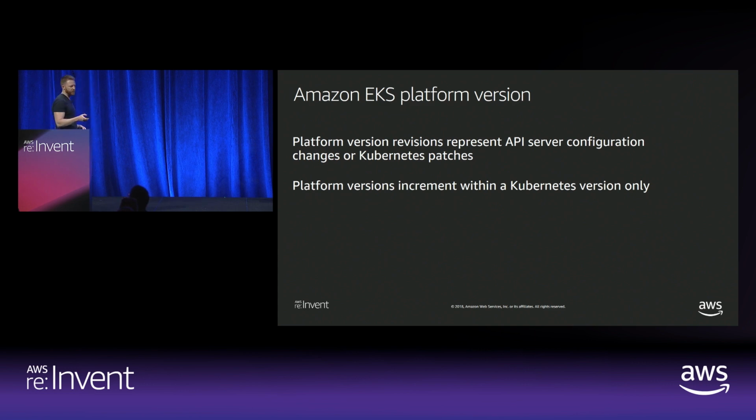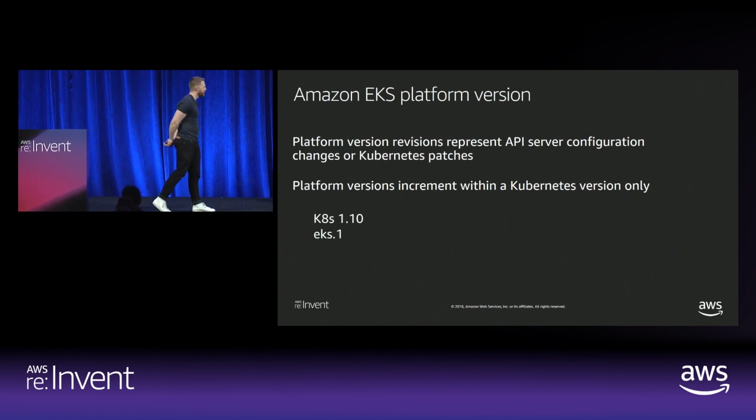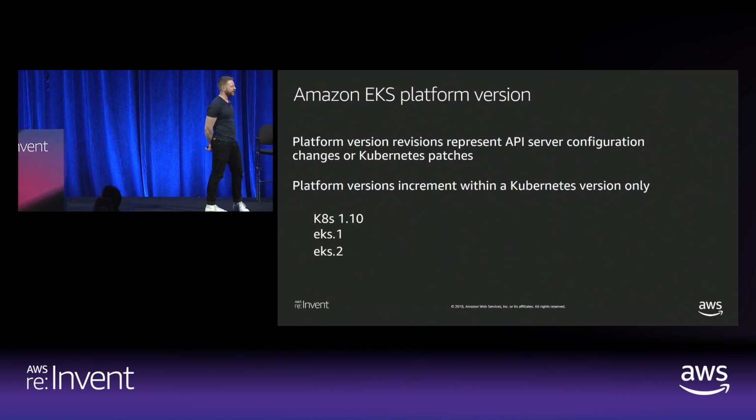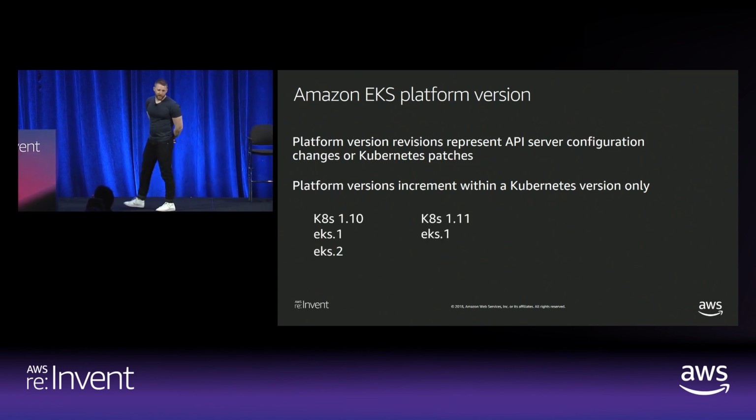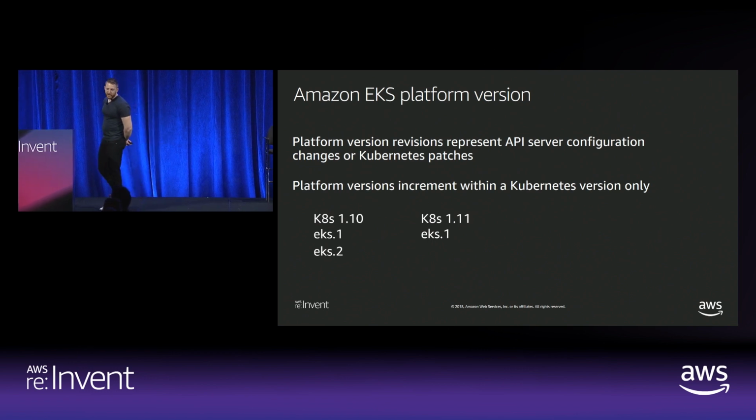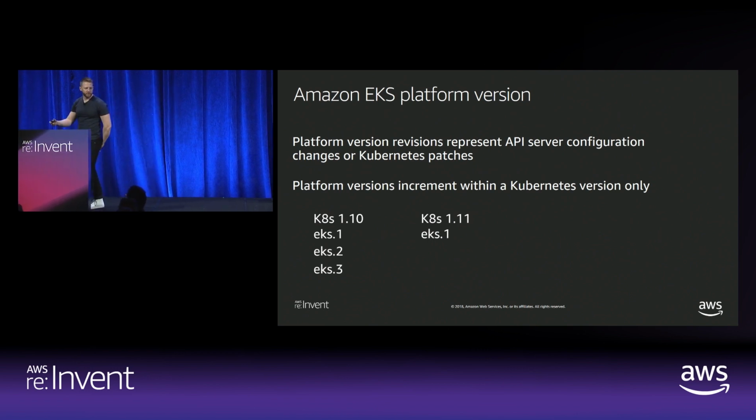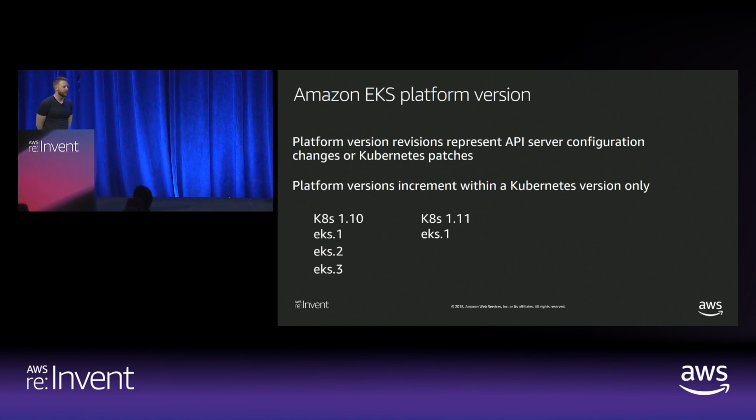But I think it's important to realize that platform versions increment within a Kubernetes version only. So we started on 1.10 with EKS.1. We added EKS.2, which was that horizontal pod autoscaler. When you get back, you'll have Kubernetes 1.11 with its own EKS.1. And then in the future, you might see something like EKS.3 for 1.10 if it revs the platform or the patch version. And then if we introduce 1.12, that'll also be on .1. As we add new functionality to older versions, EKS.2, and so on.